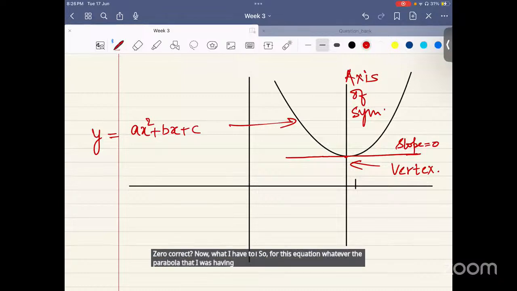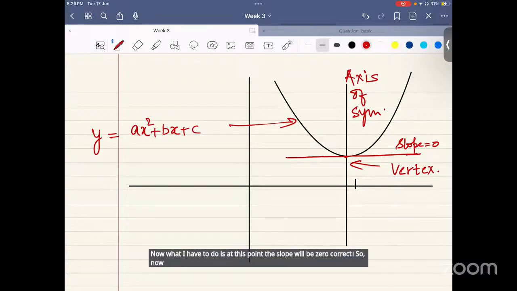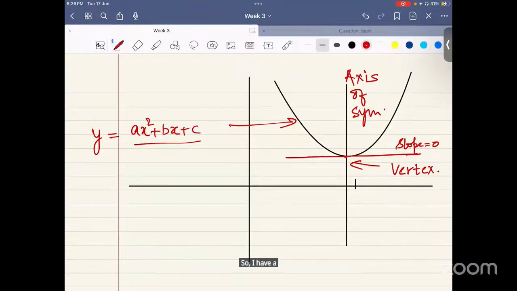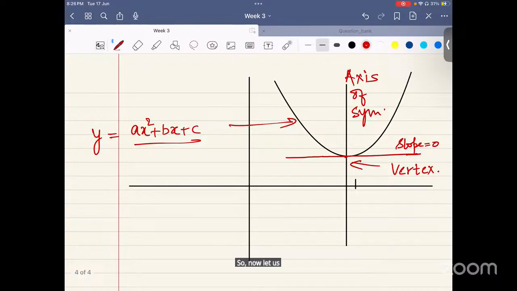Now, for this equation, the parabola that I was having, the quadratic equation was ax square plus bx plus c. What I have to do is, at this point, the slope will be 0. Correct? So now I got a clue. So I have an equation. What I'll do is, I'll just differentiate this equation and equate it to 0 to get the vertex. Correct? To get the x coordinate or the y coordinate, whatever it will come. So now let's see what I'll be getting.